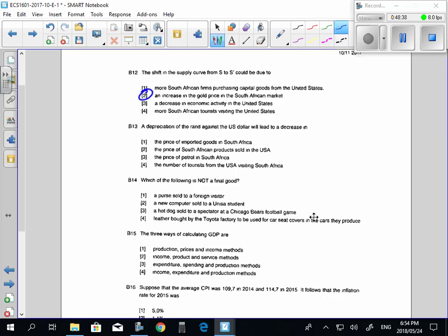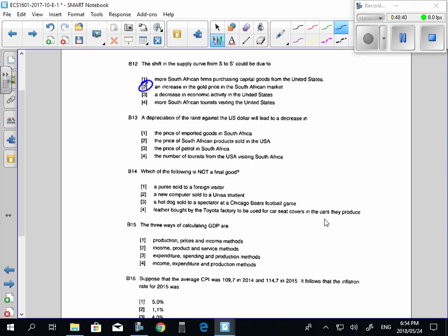(13) A depreciation of the rand will lead to a decrease in what? So when the rand depreciates against the dollar, it becomes more expensive to buy $1. Therefore, it becomes more expensive to buy dollar-denominated assets or products. So what happens is imports decrease when the rand depreciates and exports increase. The price of South African products sold in the US will decrease because Jimmy the American has to swap less dollars for the same amount of rand to purchase the same amount of goods and services from South Africa.